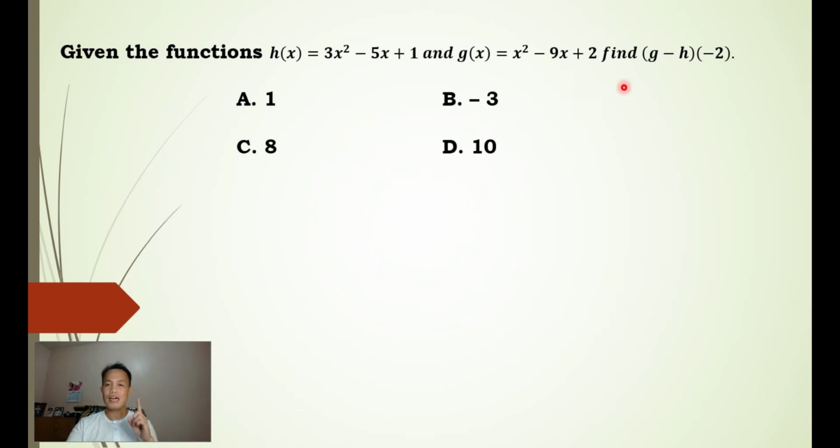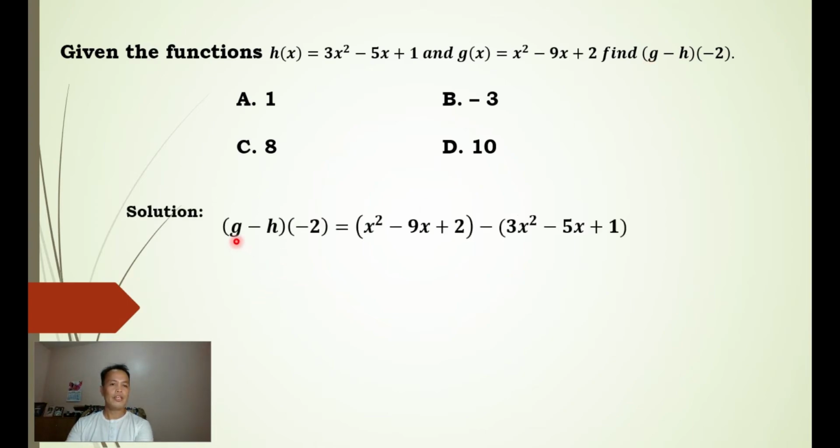But now, we have the value of our x, which is negative 2. So we perform the operation minus, then afterwards, we will evaluate using the value of the domain, which is negative 2. Letter A, 1. Letter B, negative 3. Letter C, 8. And letter D, 10. So what are we going to do first? The same as earlier with addition. We have here g minus h of negative 2.